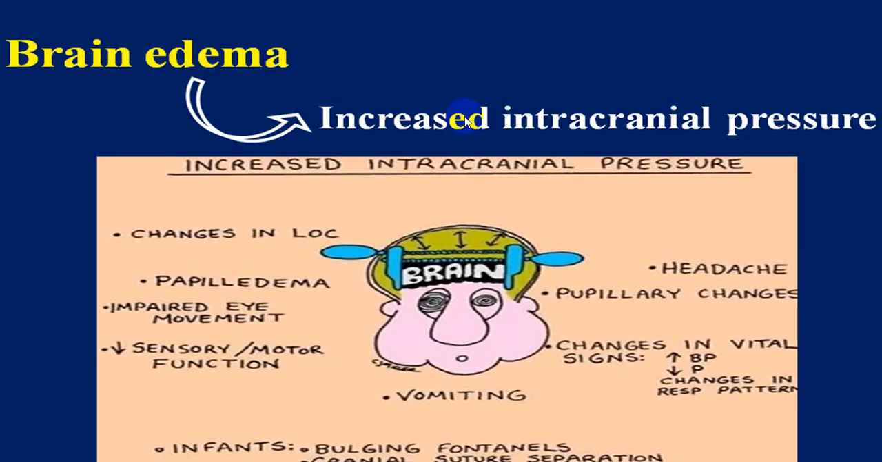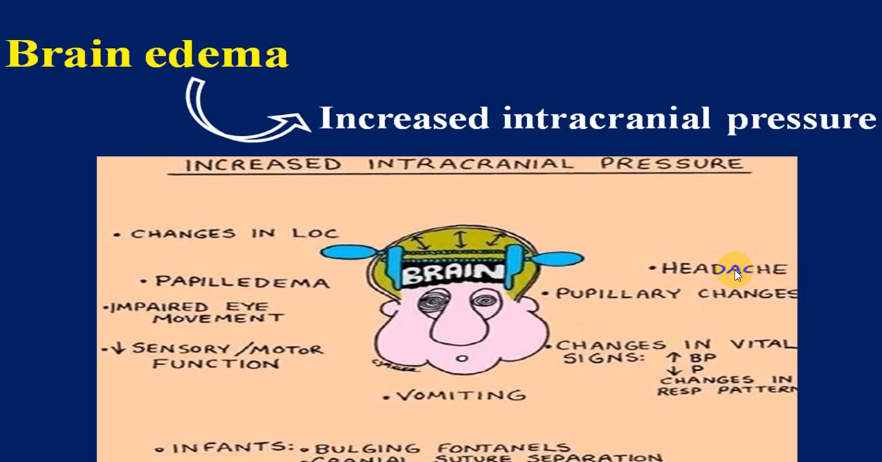So putting together, because of raised intracranial pressure, you can have altered level of consciousness, papilledema, impaired eye movements, sensory and motor function disorders, bulging of fontanelles, cranial suture separation, and increased head circumference, but this will be seen in infants only. Once the cerebral skull sutures fuse, you will not have bulging of the fontanelles, you will not have separation of sutures, and head circumference will not increase much.